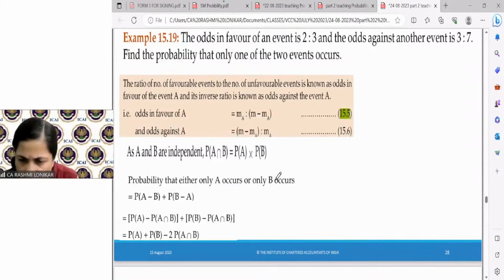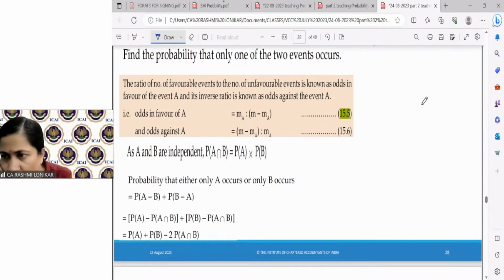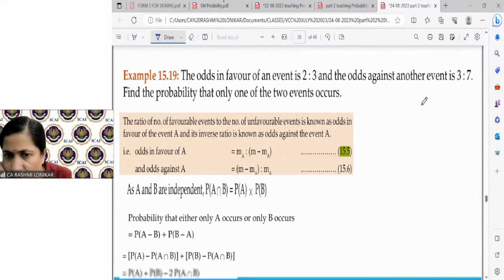Okay, I want to take this first because we are running out of time. So let us take this first. Odds in favor and odds against. This is the formula at least I need to discuss. The odds in favor of an event is 2 by 3, 2 is to 3, and the odds against another event is 4 by 3 by 7.